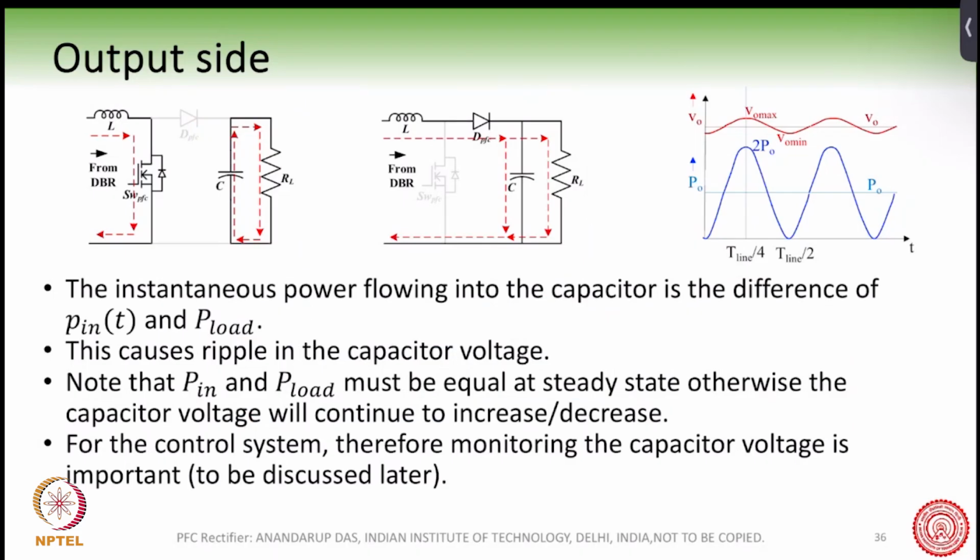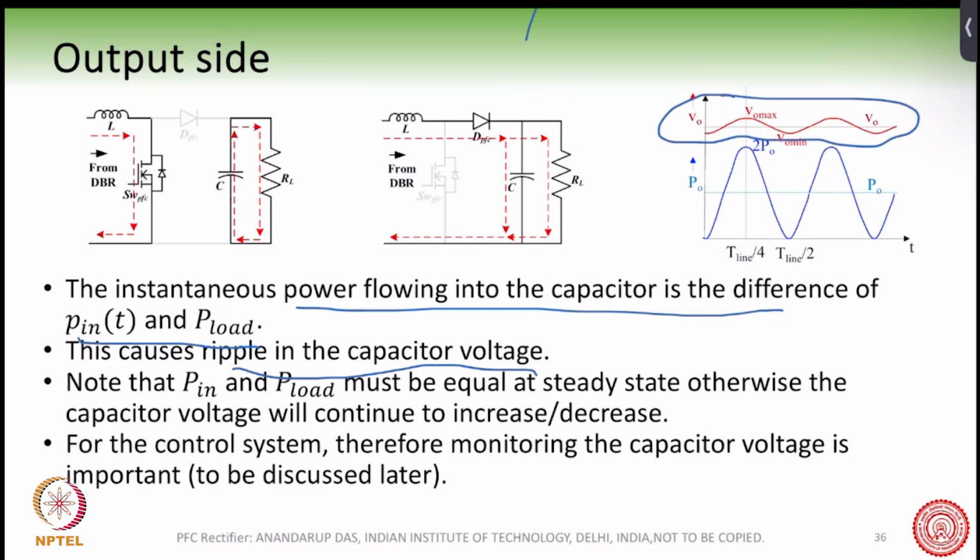What happens on the capacitor is that the instantaneous power is the difference of P in and P load. This will cause a ripple in the capacitor voltage, because any energy fluctuation on the capacitor will cause a change in half C V square, V being the instantaneous voltage on the capacitor. So in the output voltage, there will be a ripple. If you properly design your capacitor, this ripple voltage is very small, maybe less than 1% of the output voltage, but definitely there will be some ripple on the output voltage.